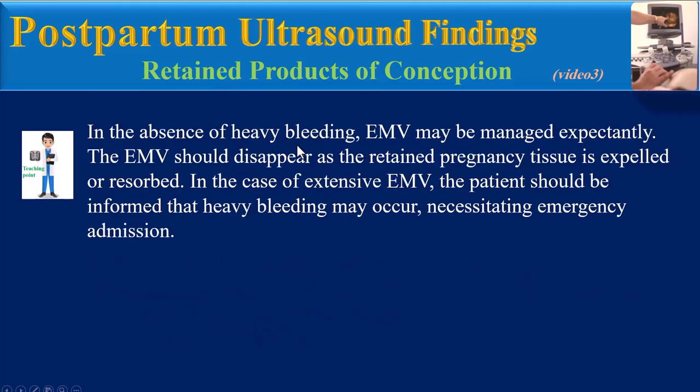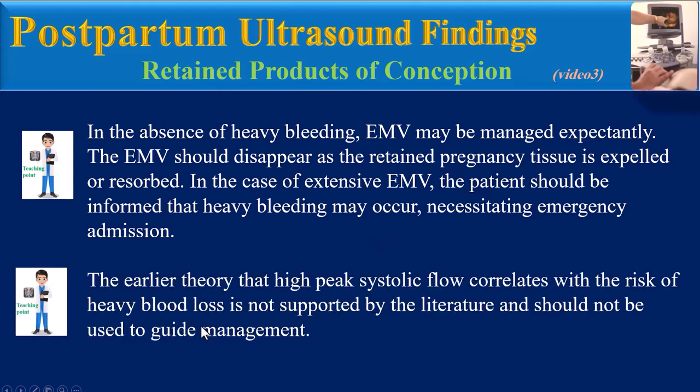In the absence of heavy bleeding, EMV may be managed expectantly. The EMV should disappear as the retained pregnancy tissue is expelled or resorbed. In the case of extensive EMV, the patient should be informed that heavy bleeding may occur, necessitating emergency admission. The earlier theory that high peak systolic flow correlates with the risk of heavy blood loss is not supported by the literature and should not be used to guide management.